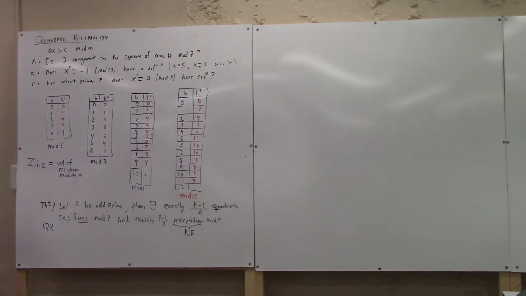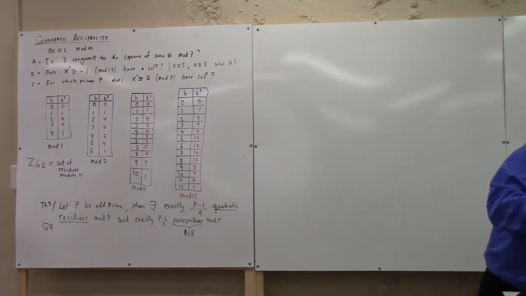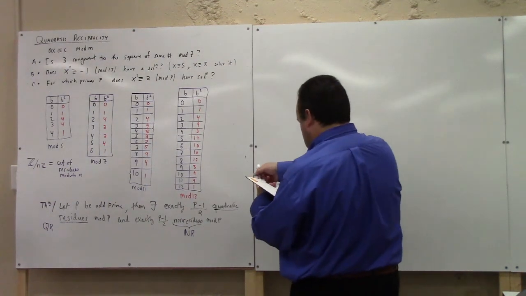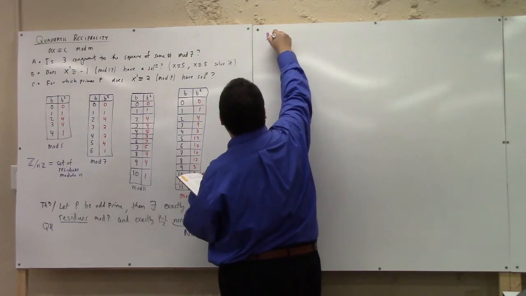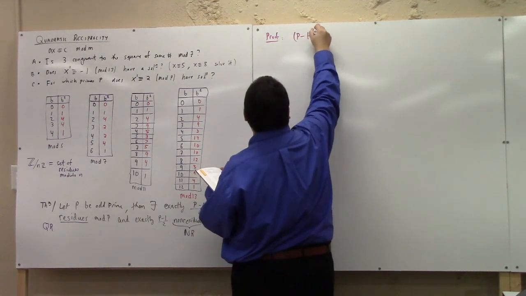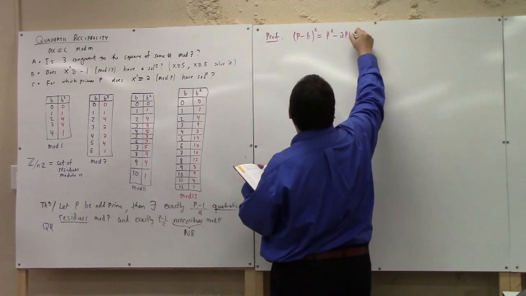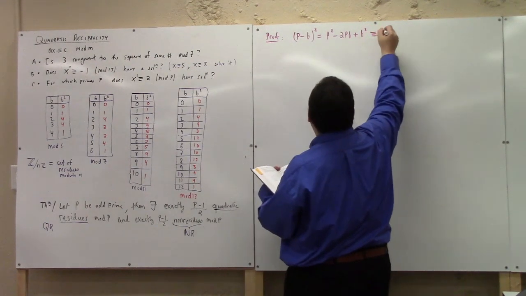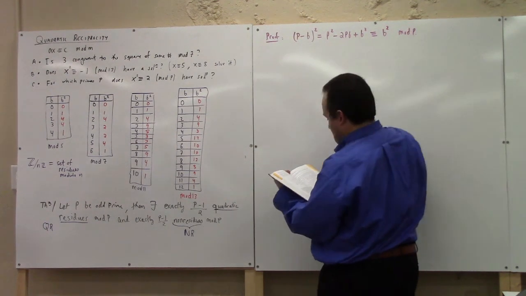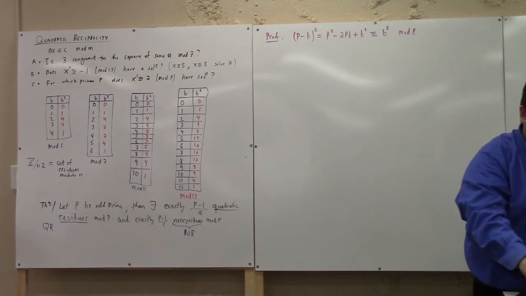And the proof of this theorem is actually kind of fun. I think the heart of it is something worth talking about for a minute. If you take P minus B and you square it, what do you get? You get P squared minus 2PB plus B squared. That's congruent to B squared mod P, because the first two terms are multiples of P.